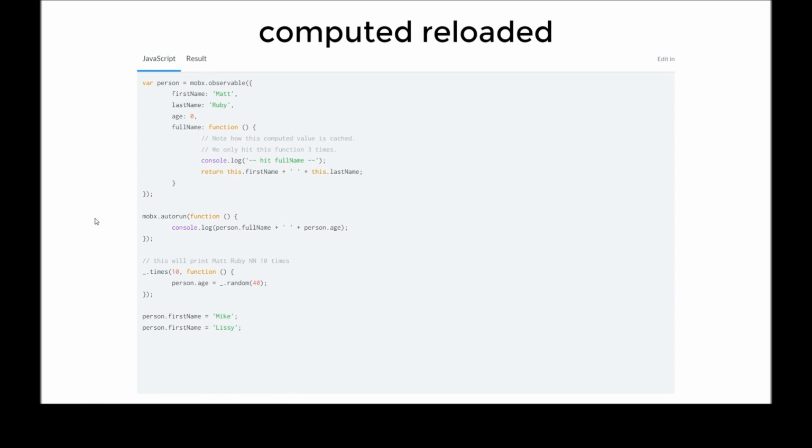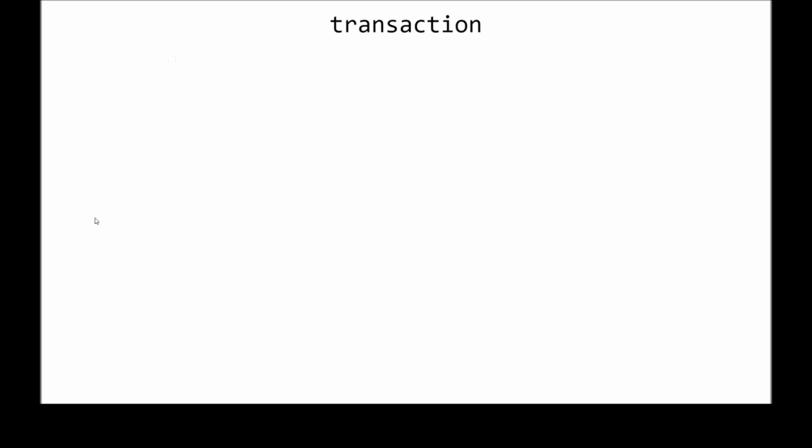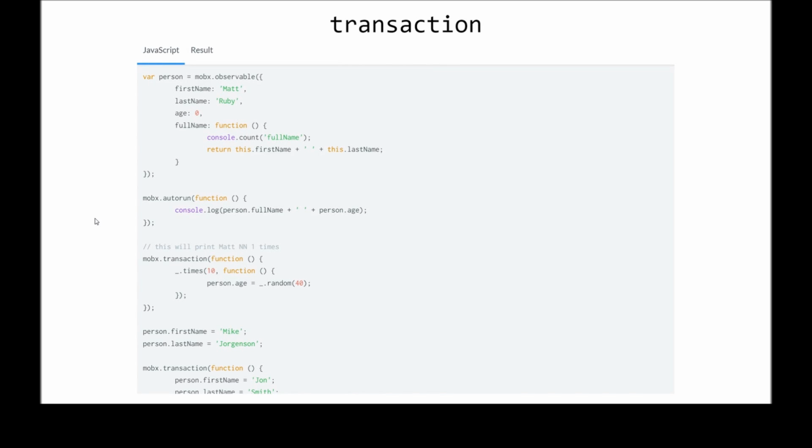Here you can see I have changed the first name to Mike, so we've hit it. Here I've changed the first name to Lissy, so again we've hit it. So MobX is smart enough to track all these changes at all the different levels. Really, really powerful stuff. Let's look at transactions quickly here.